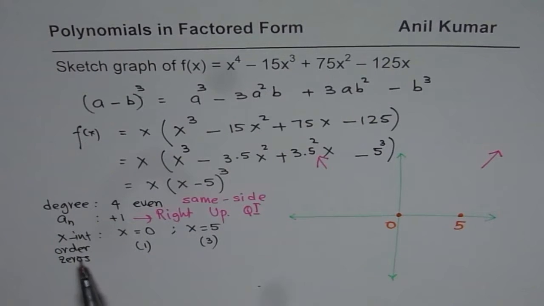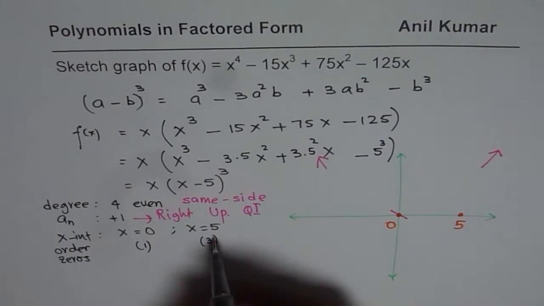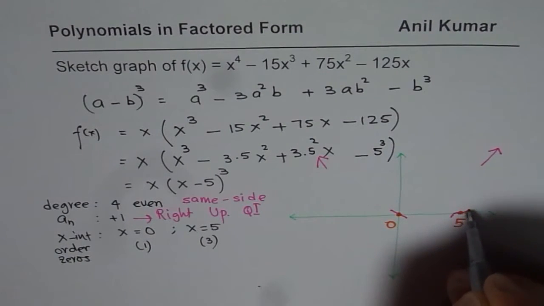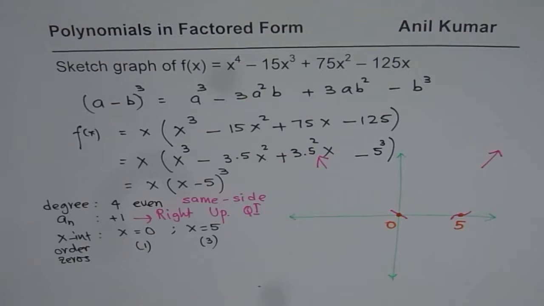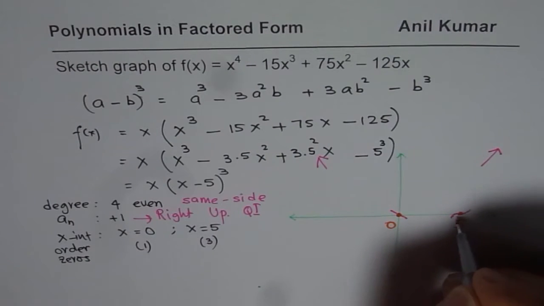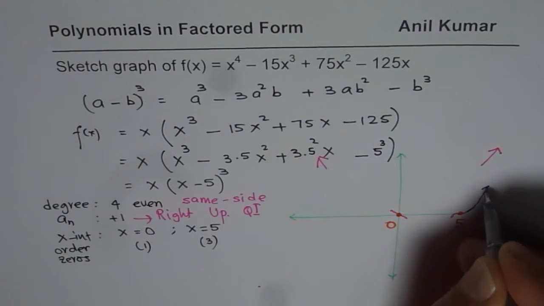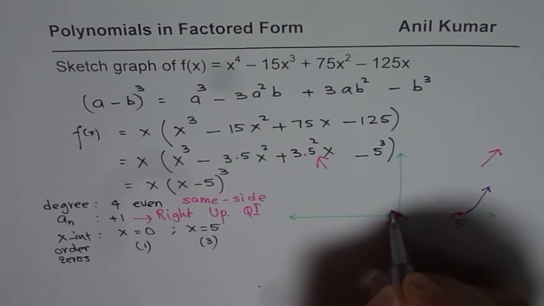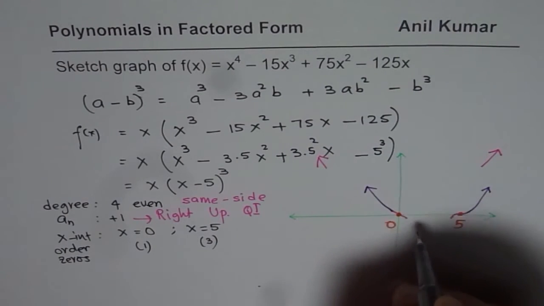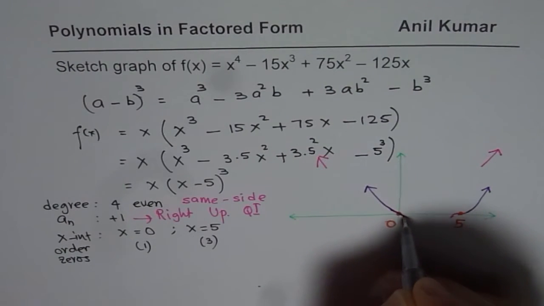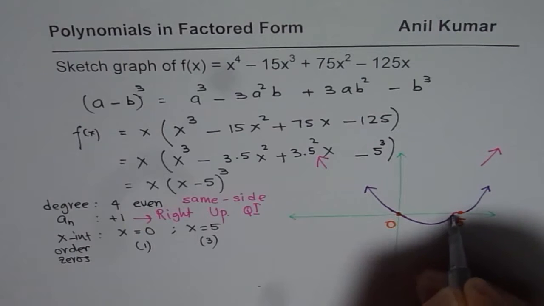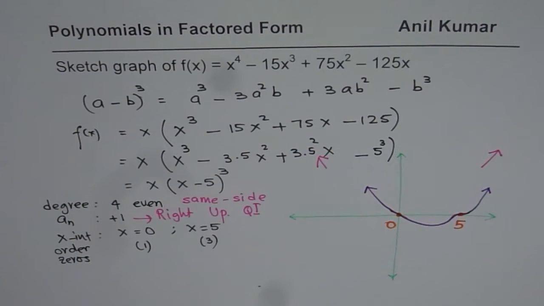Now let's look into the zeros. At 0 it is linear, so it's going to cross like a line, and at 5 it is cubic. So the x-axis will be tangent and the graph will cross. That brings us to the final stage. We can just continue with this, end it here, or we can go like this, end it there, and then connect these points with a smooth graph. Do you see that? That is how the graph is.